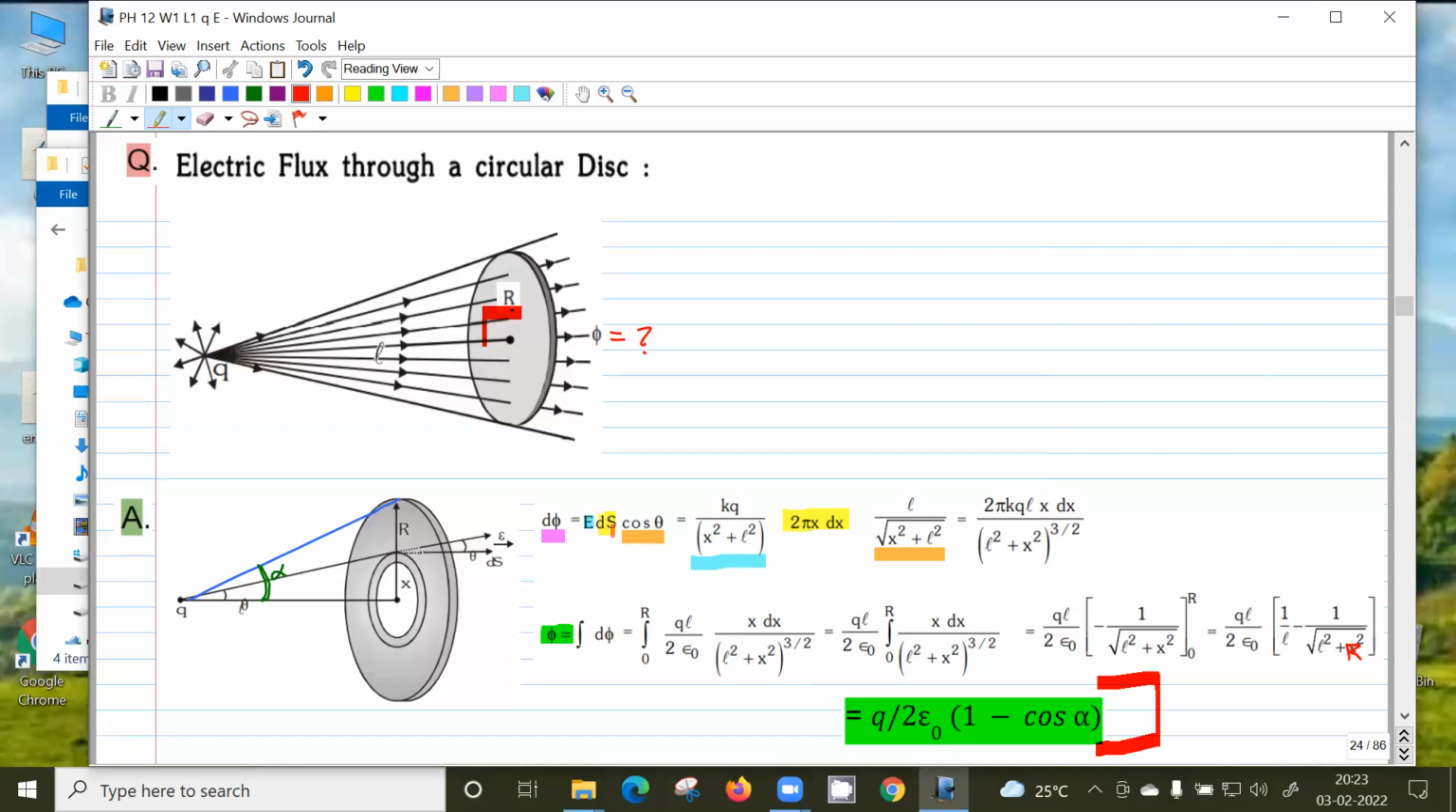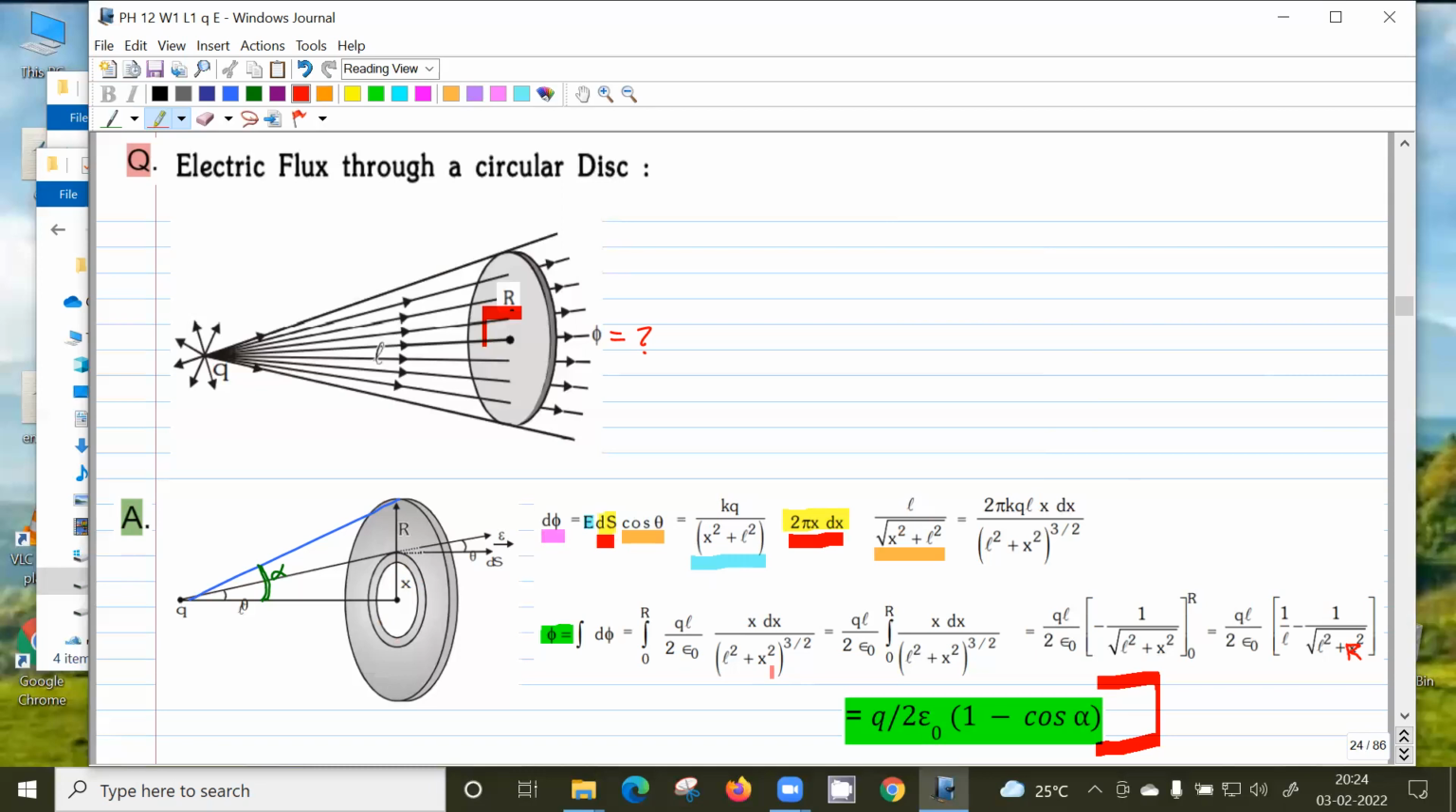So E dot dA is E into dS into cos theta, right? Theta is the angle between the electric field vector and the area vector. The electric field at this point is KQ by the distance square. This is a constant distance L, and this distance is x, a variable distance. So the distance square is x square plus L square. And dS is the area of this elemental ring, that is 2 pi r dr.